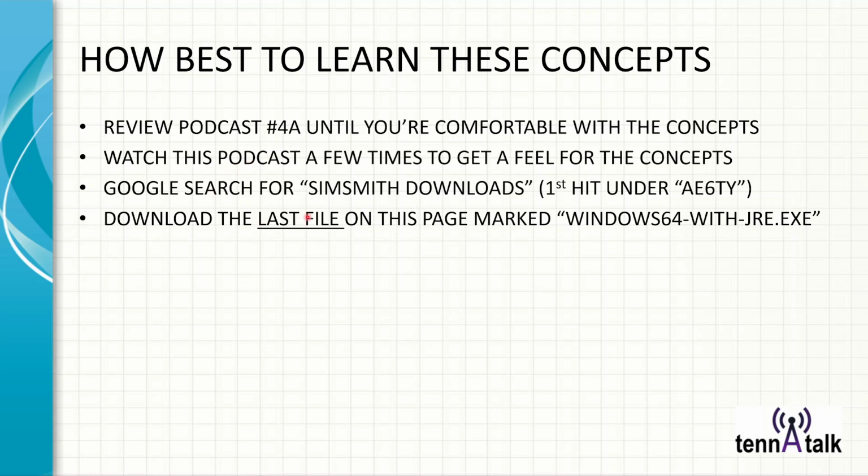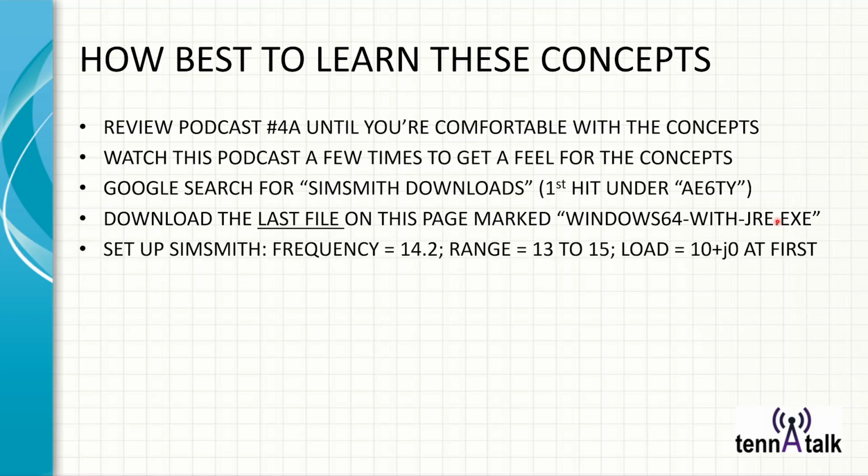So download the last file on the page marked Windows 64 with jre.exe if you're a PC person. I think you can probably find the Mac version there as well, but we'll assume it's the Windows version. And then set up SimSmith, and you'll see how to do this here shortly. For a frequency starting point of 14.2, which puts you in the middle of 20 meters, with a range of 13 to 15 megahertz, which brackets 20 meters. And we'll start with a fixed impedance load of 10 and a J0, or zero reactance and resistance of 10.